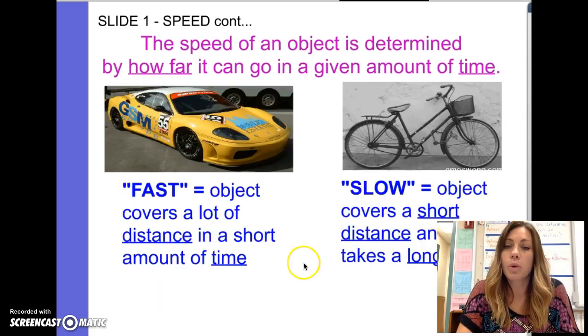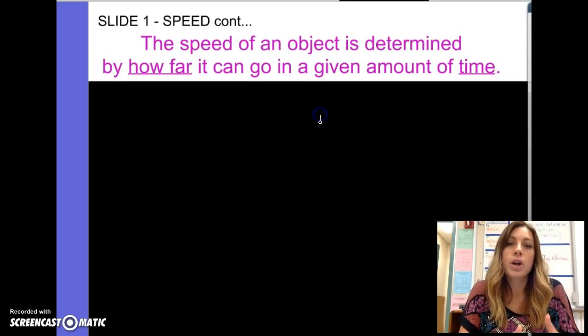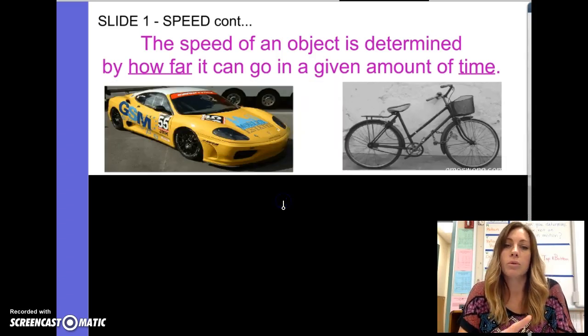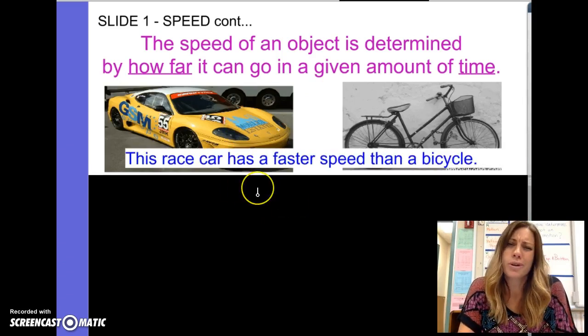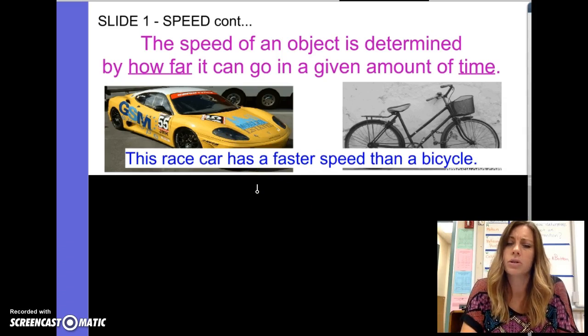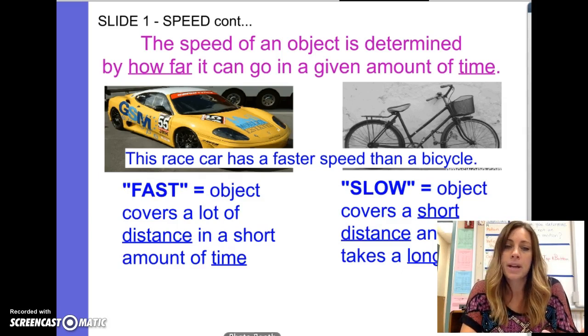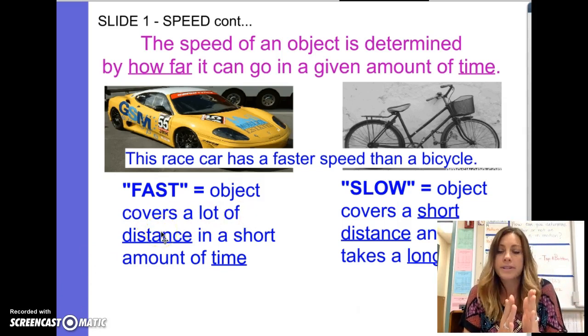In continuing on with the speed slide, we know that the speed of an object is determined by how far it can go in a given amount of time. So, if we're going to say that a race car is fast and a bicycle is slower, obviously you would know that the race car has a faster speed than a bicycle. But what exactly does that mean? If we're going to talk about fast and slow in terms of distance and time, an object that's fast is fast because it covers a lot of distance in a short amount of time.